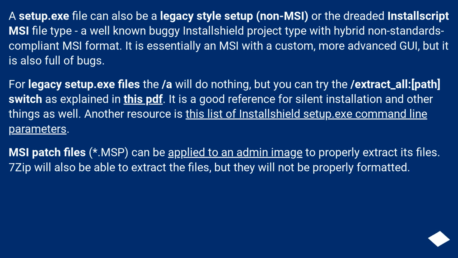For legacy setup.exe files, the /a will do nothing, but you can try the /extract_all:path switch as explained in this PDF. It is a good reference for silent installation and other things as well. Another resource is this list of InstallShield setup.exe command line parameters.